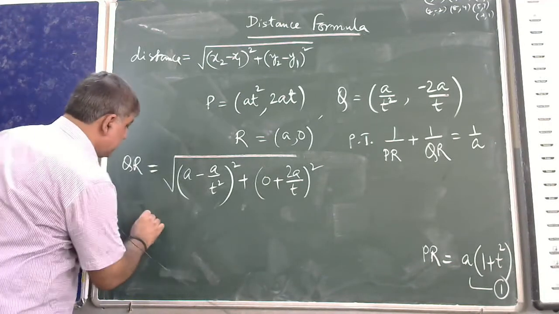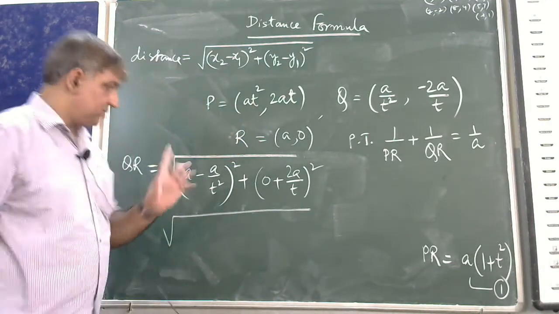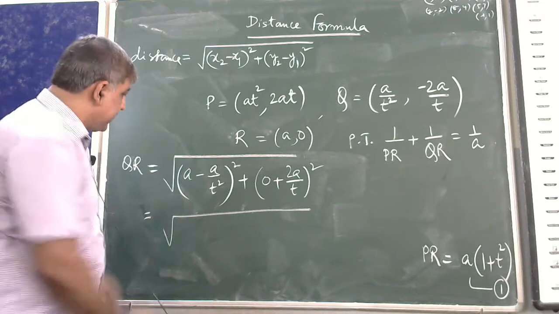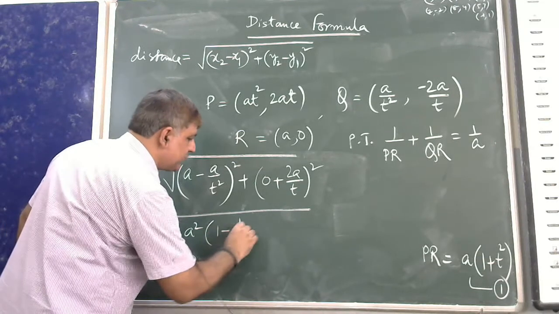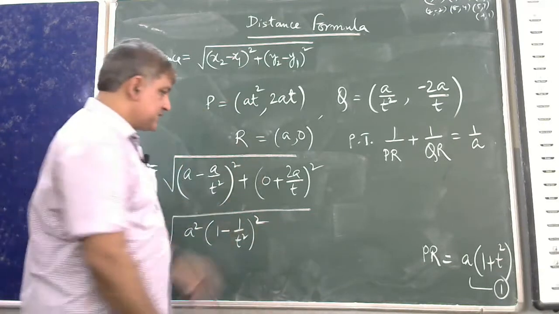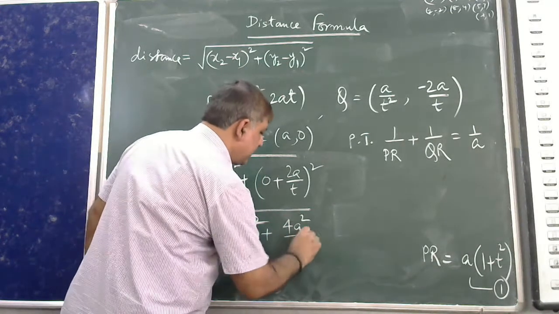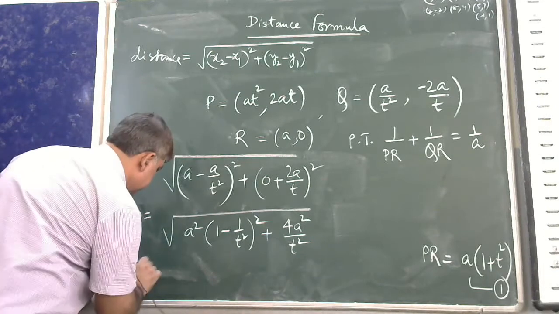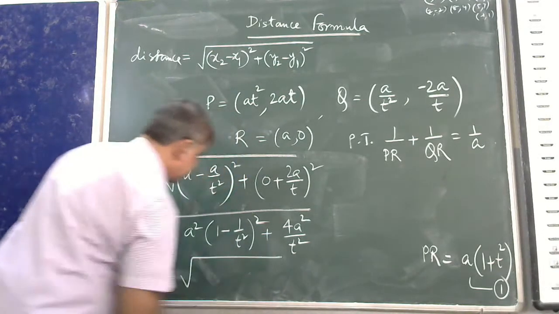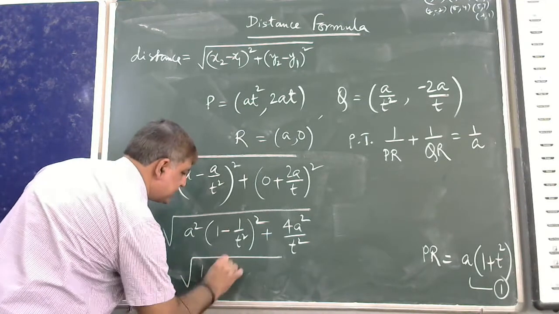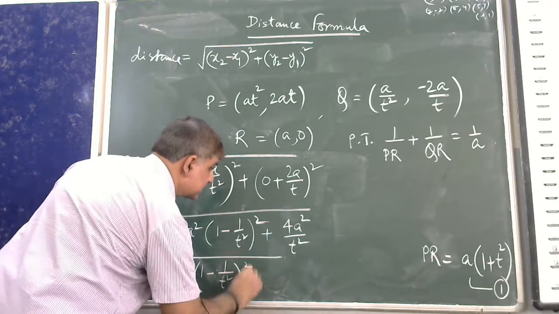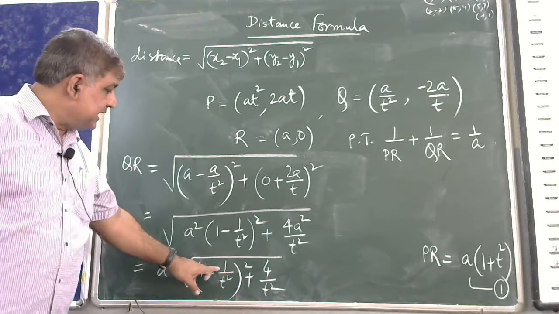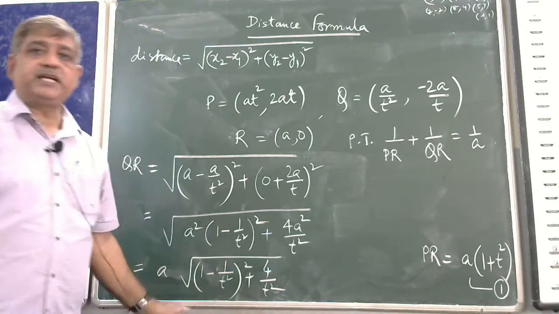Now this is equal to, again, try to simplify the same way. What you will observe here is that a is common. When it comes out, it becomes a square. So a square in the bracket (1 minus 1 by t square) whole square plus 4a square by t square. Now again you can take a out. So you will get a root over (1 minus 1 by t square) whole square plus 4 by t square. The same formula is applicable here: (a minus b) whole square plus 4ab becomes (a plus b) whole square.